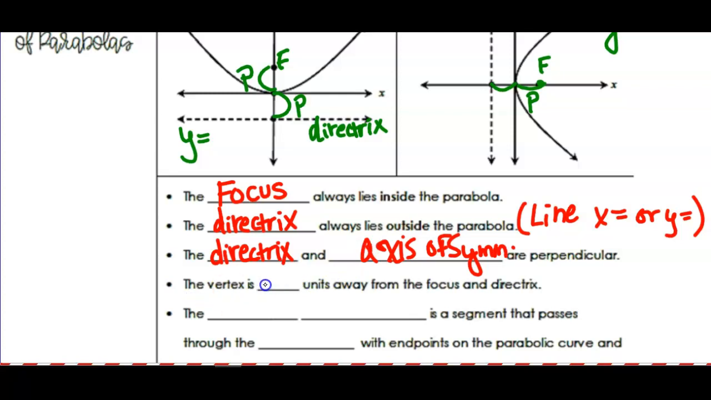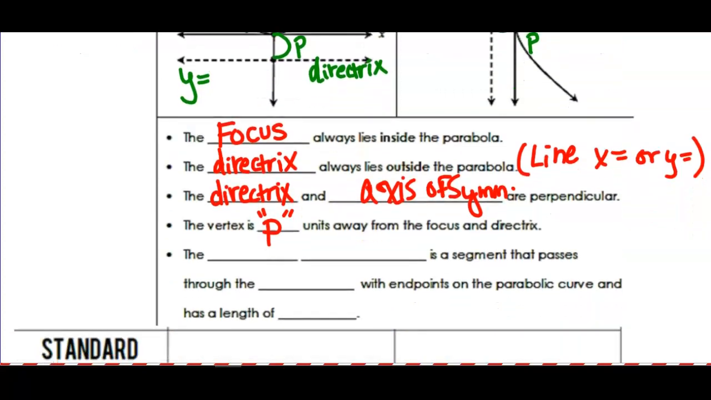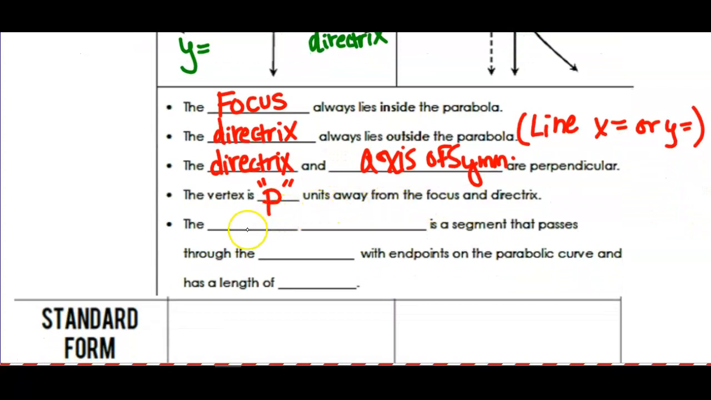The vertex is p units away from the focus and the directrix. Okay, it's halfway in between. The vertex is halfway in between the focus and the directrix, and that distance is p. And we're going to put that into our equation here in a second.